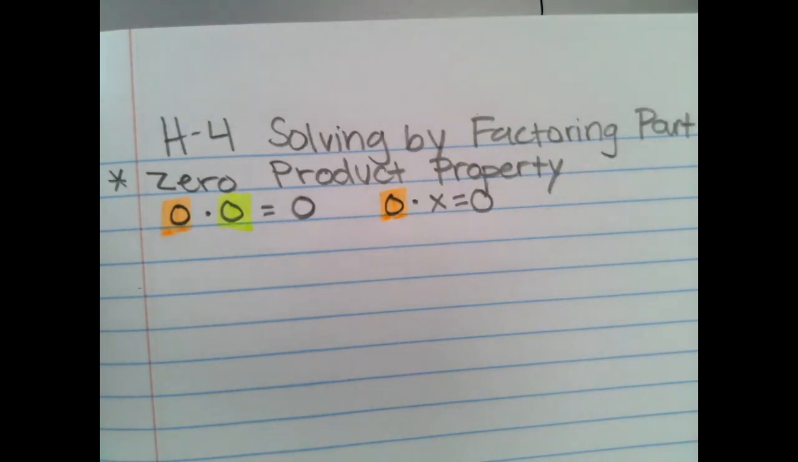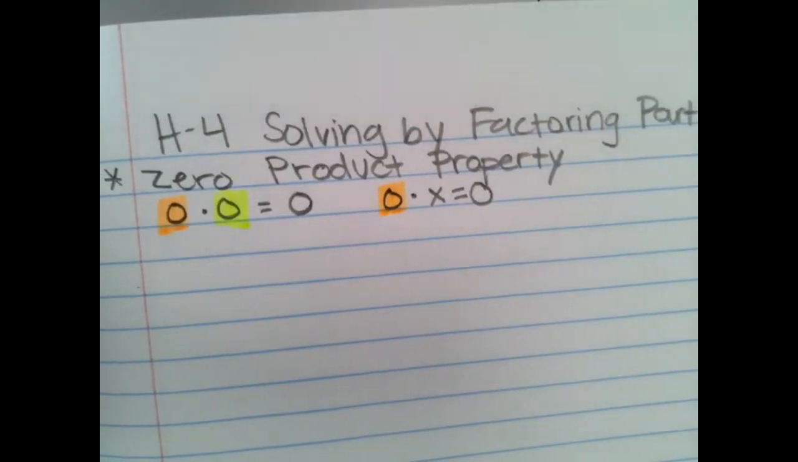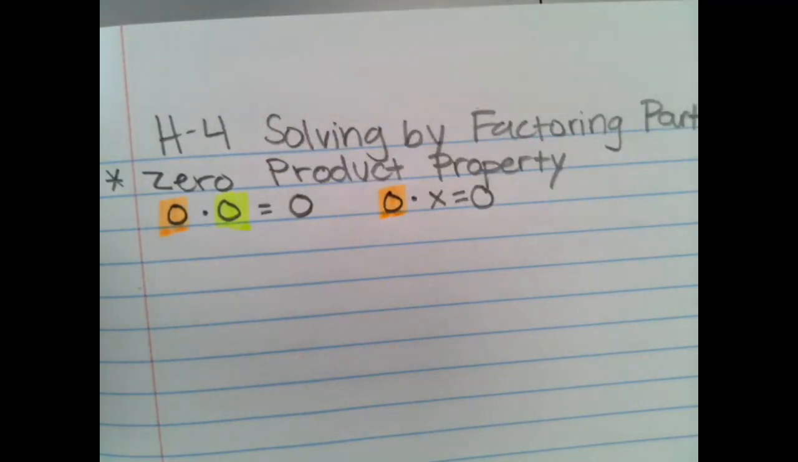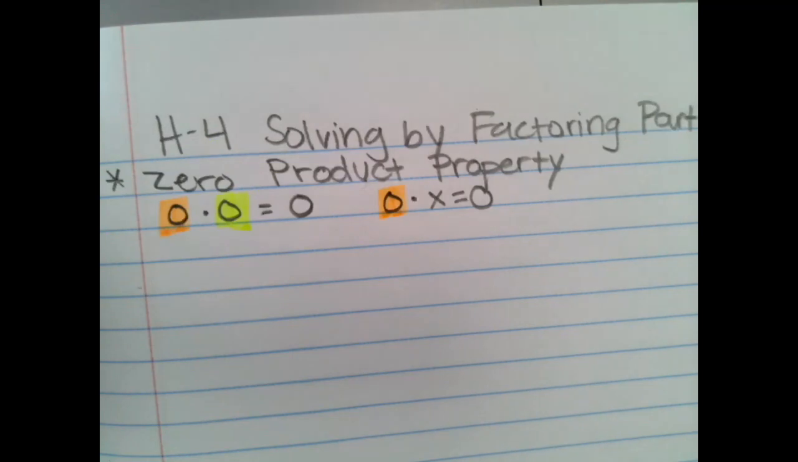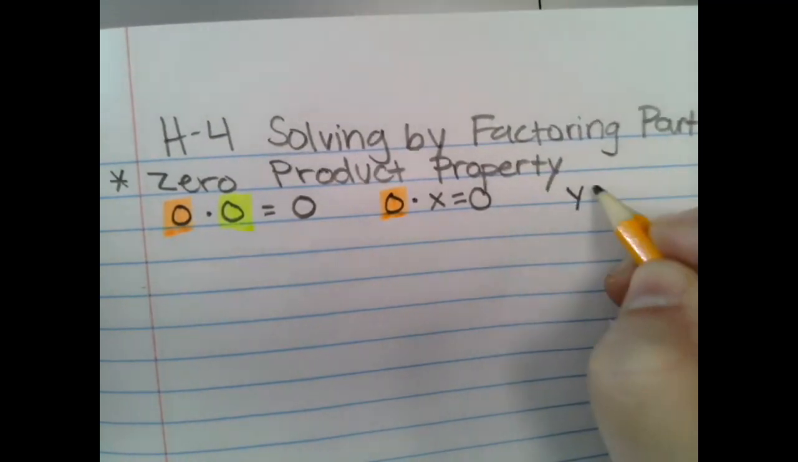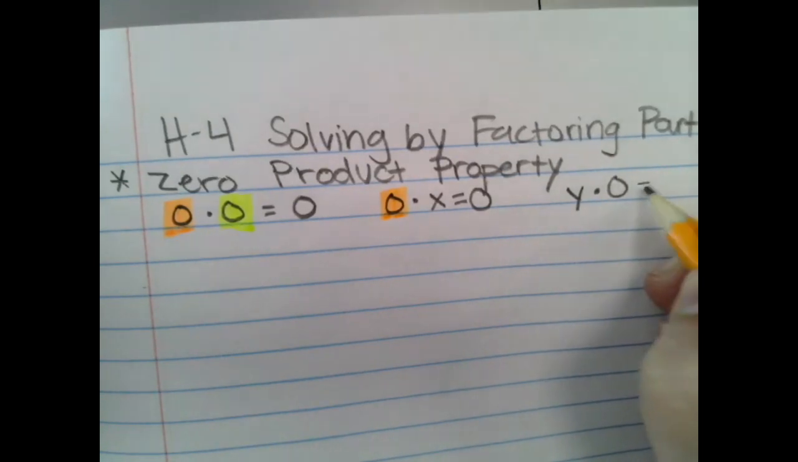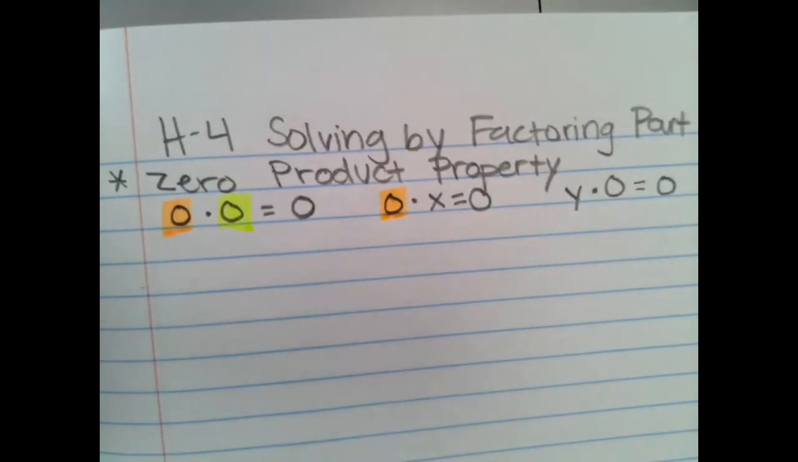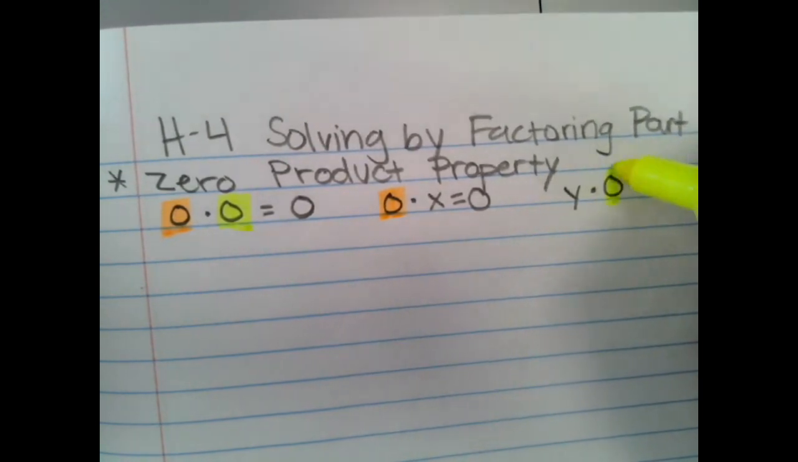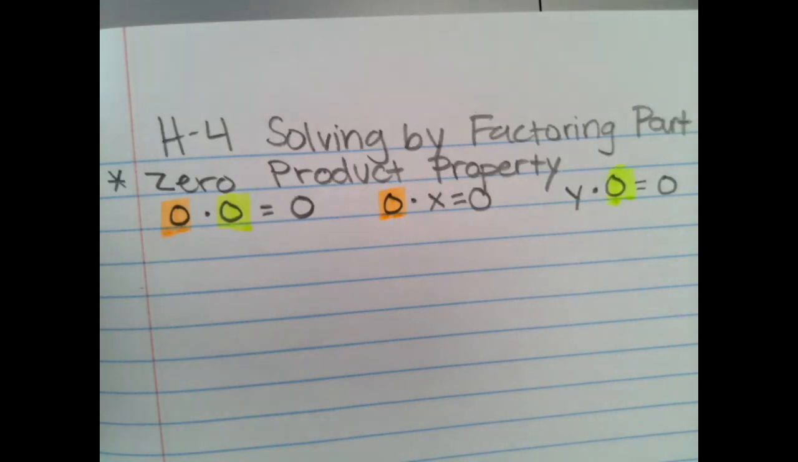And then there's one other way we can get 0 as our answer. What's my last way? Yeah, something times 0. So I'm going to do y times 0. If 0 is in that second position, the answer is still 0. So I'm going to use my highlighters for this 0 product property today. If you'd like to use those, you can go ahead and color code.